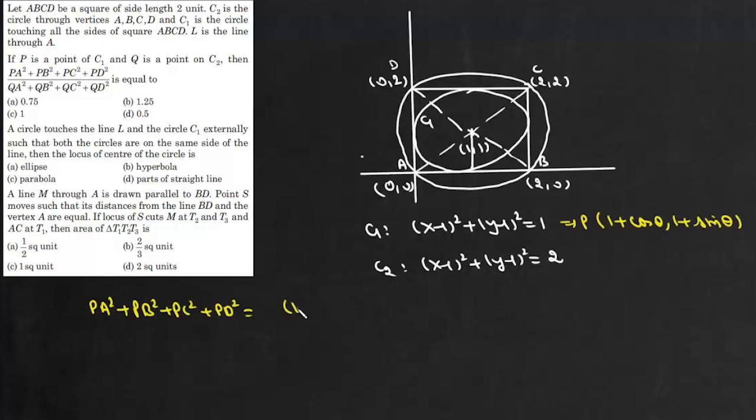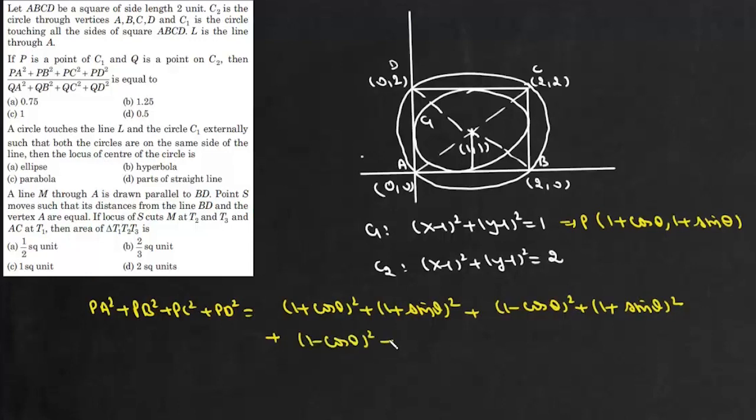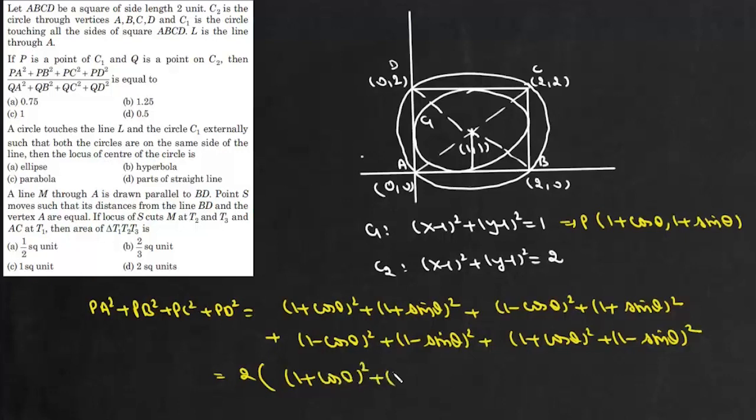Now PA square is (1 plus cos theta) square plus (1 plus sin theta) square. Now PB square is (1 minus cos theta) square plus (1 plus sin theta) square. PC square is (1 minus cos theta) square plus (1 minus sin theta) square, and PD square is (1 plus cos theta) square plus (1 minus sin theta) square. Now basically it is 2 times [(1 plus cos theta) square and (1 minus cos theta) square] plus [(1 plus sin theta) square and (1 minus sin theta) square].